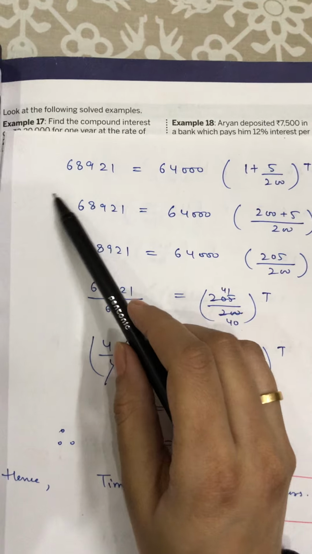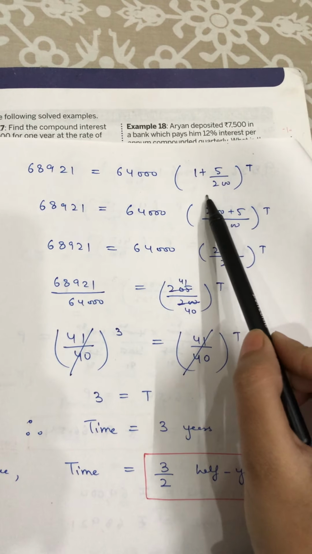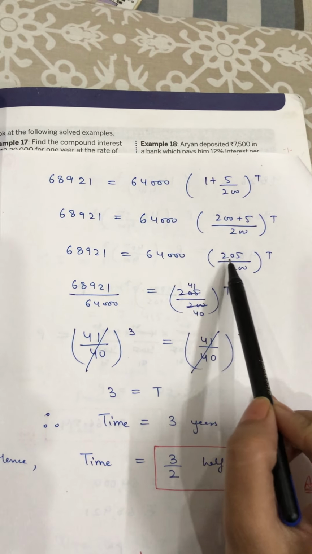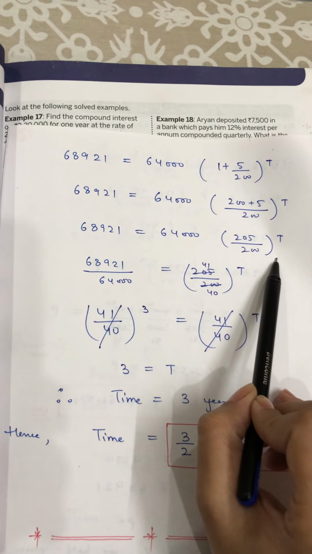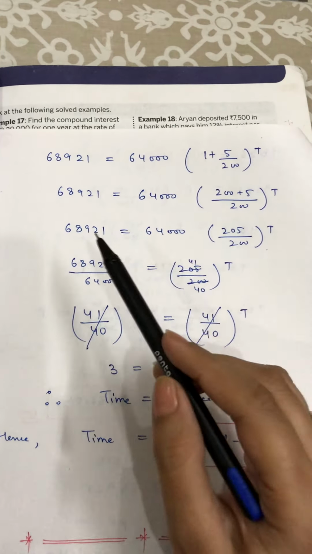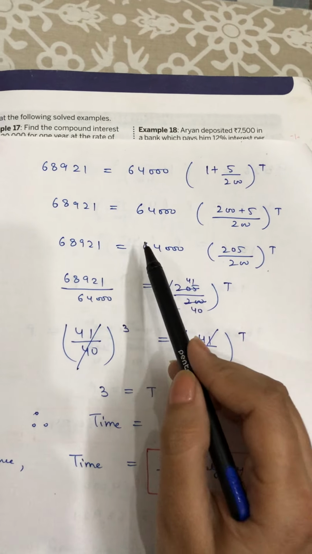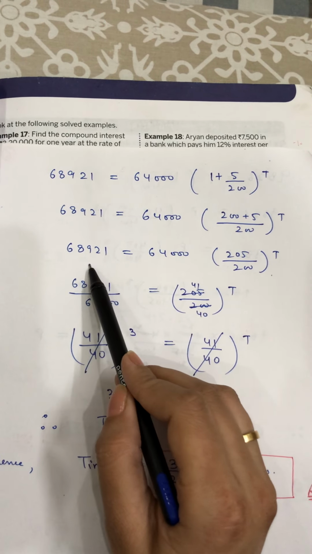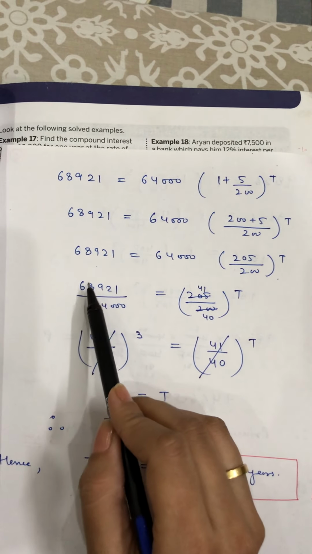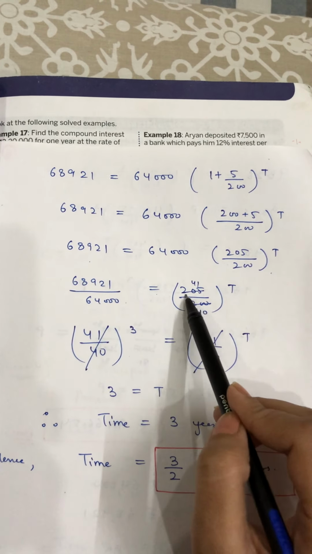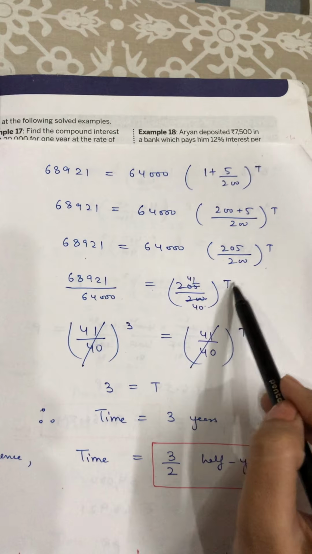Put the values one by one. This is the amount, this is the principal, this is the rate. T will be as it is. Just take out the LCM. Up to here the steps are the same. Now after this, power is not given, so you cannot open this. You have to shift this principal here to the denominator. So 68921 divided by 64,000 is equal to 205 divided by 200 raised to power t.